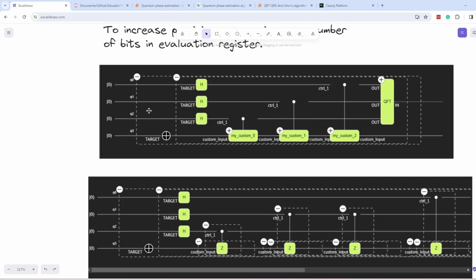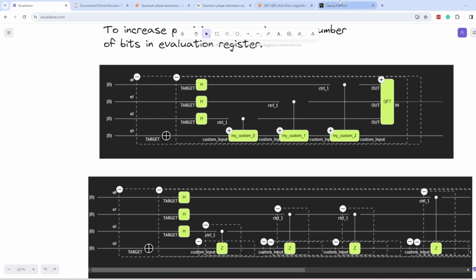So here I have a 3 bit evaluation register. From the first bit I will apply 1 time. From the second bit I will apply 2 times. From the third bit I will apply 4 times. And if there is a fourth bit, then I will apply 8 times, and similarly 16 times, 32 times, 64 times, and so on.